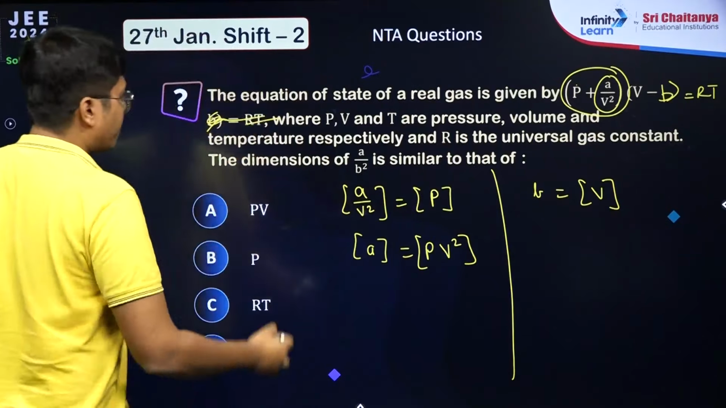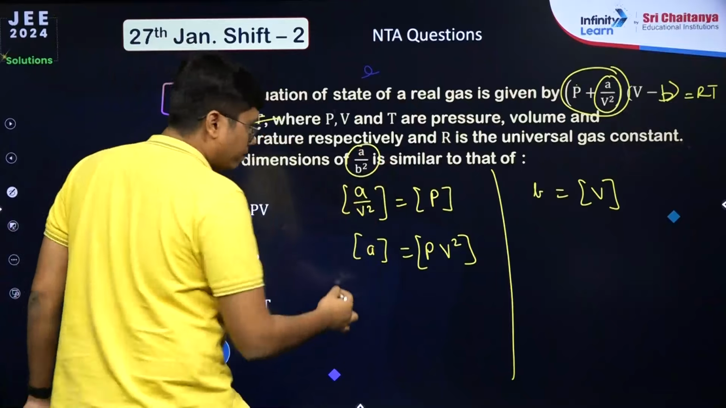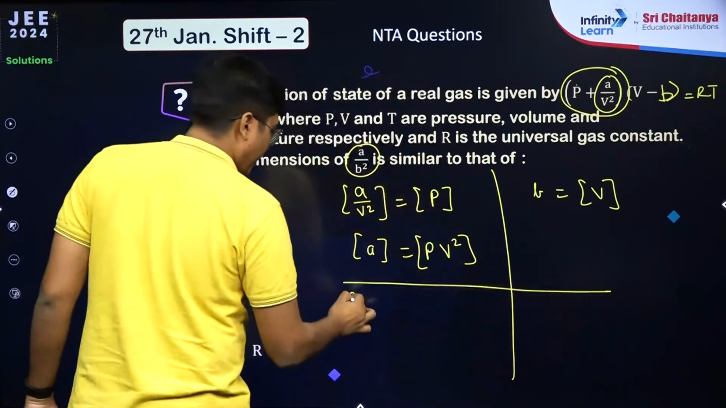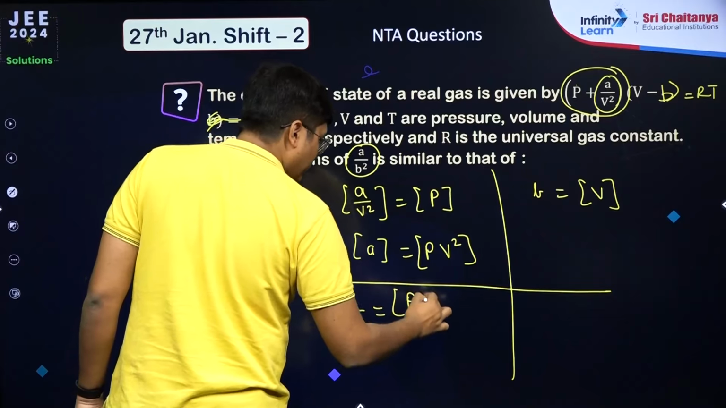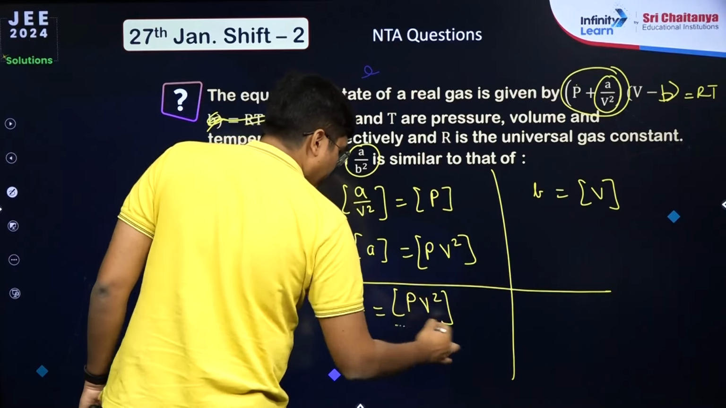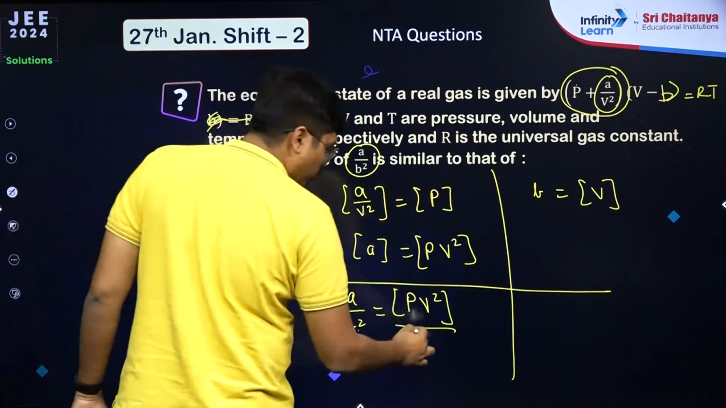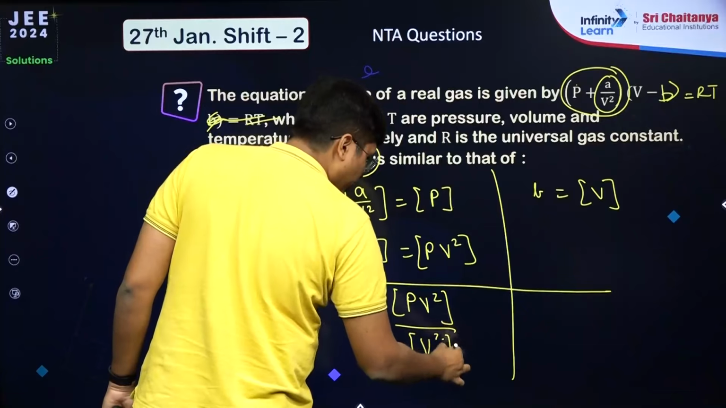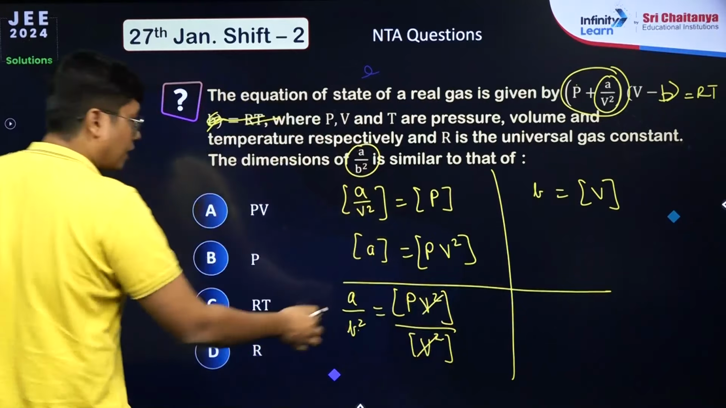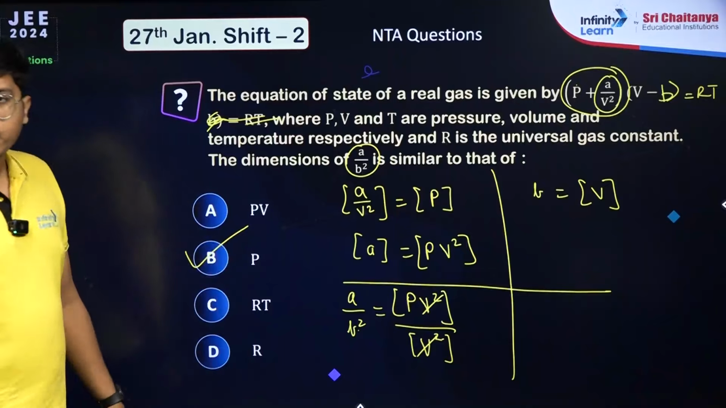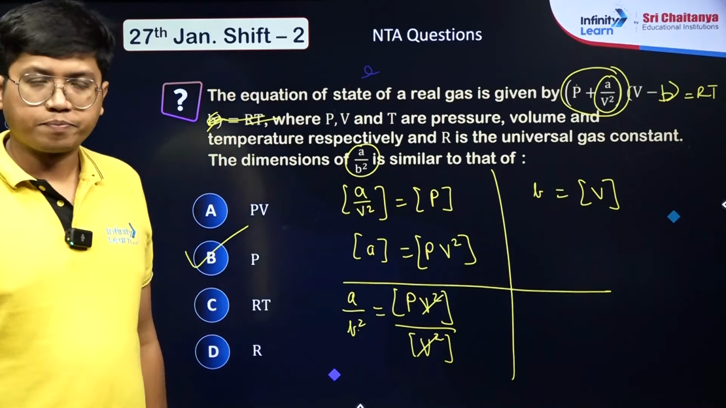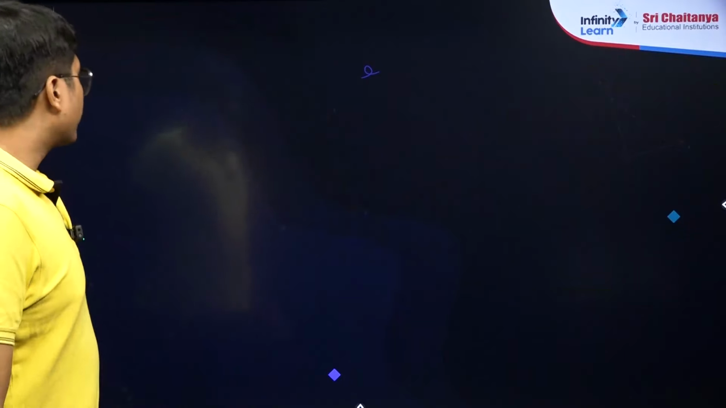So when you're looking for the dimensions of A by B square, A had the dimensions of PV square, whereas B had the dimensions of volume, because it's squared, so it's also V square here. The V squares cancel out, so A by B square has the dimensions of the pressure P. That is our answer for the first one. Let's try for the next question.